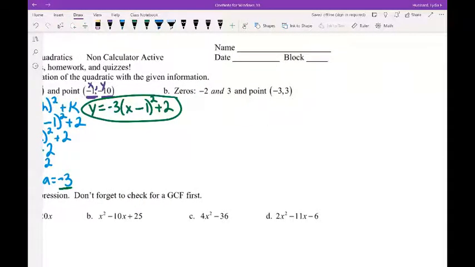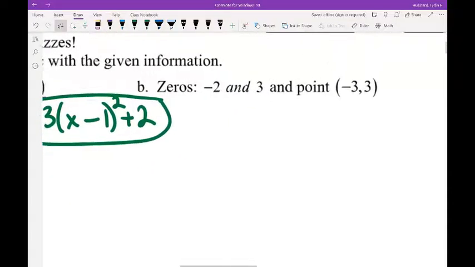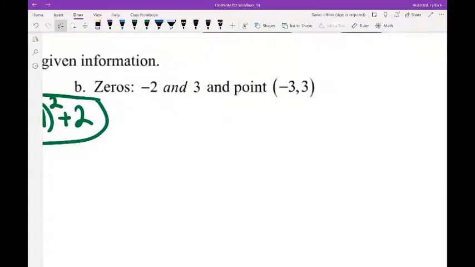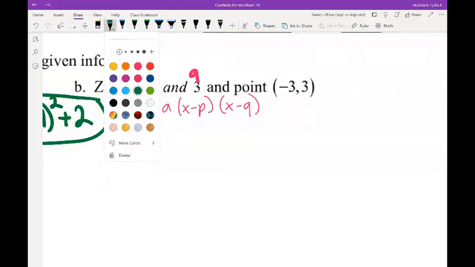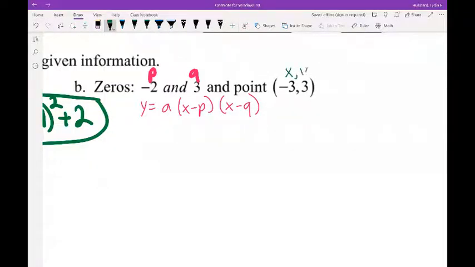Now, B, it doesn't give us the vertex, but it gives us some zeros and some points. So that is a hint when we have zeros like that, that instead of using our vertex form, we're going to use our intercept form, where this is p and this is q. So remember, our intercept form is y equals a times (x minus p)(x minus q). And again, this point is going to be (x, y). So again, we can plug all this in.